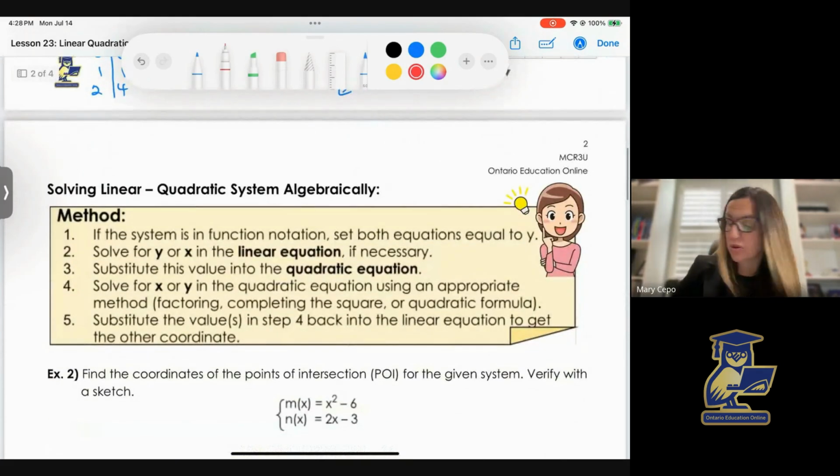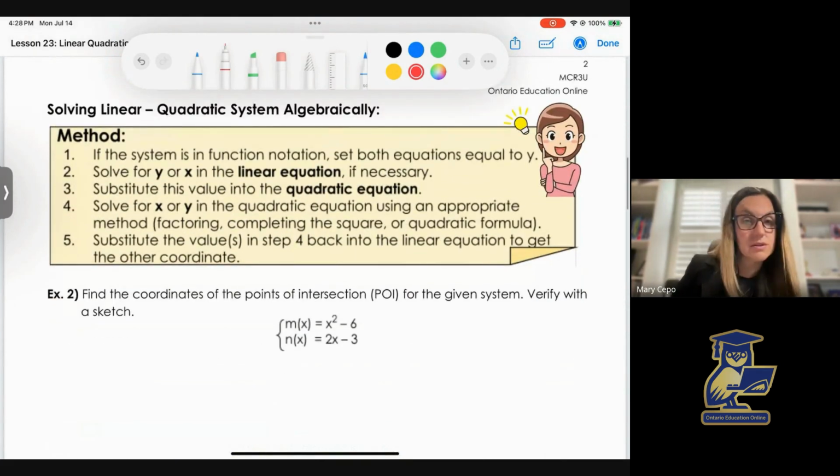Okay, moving on, we're going to learn how to solve that linear quadratic system algebraically, and we're going to follow the following steps. Step one: if the system is in function notation, which it often is, we're going to set both equations equal to y. We learned earlier that f at x is another way of identifying that y is equal to f at x. So we're going to change that notation so that it is in the form y equals.